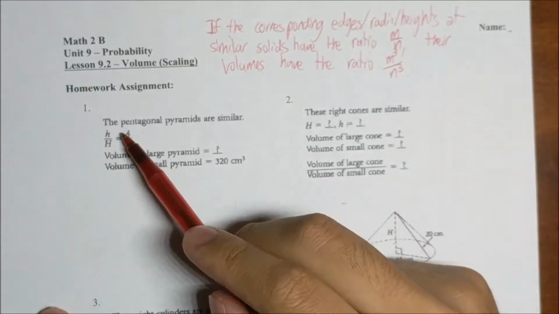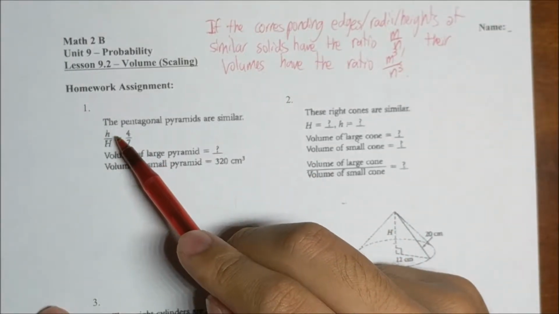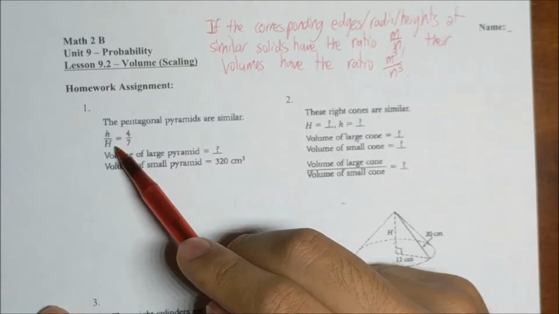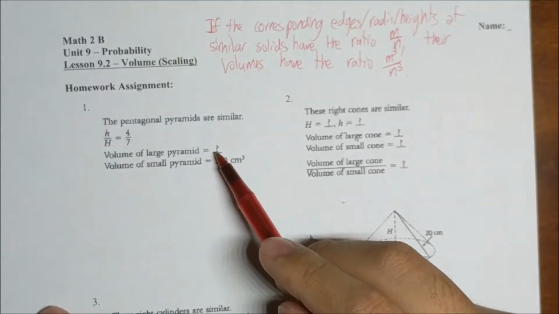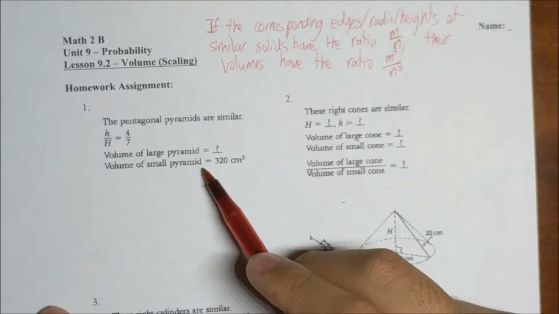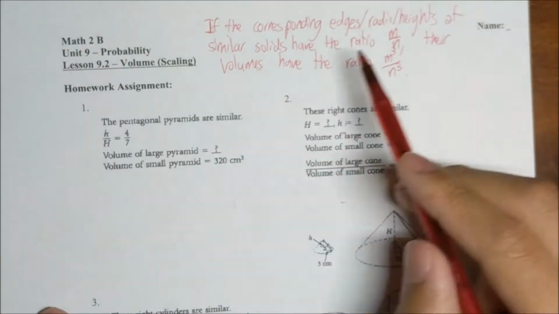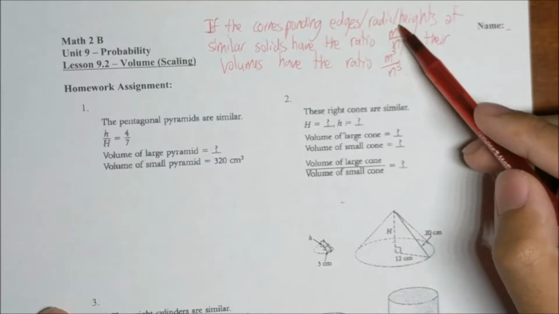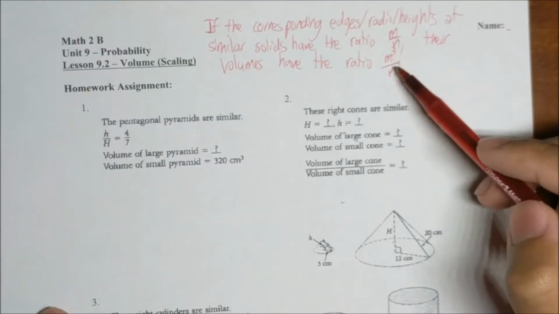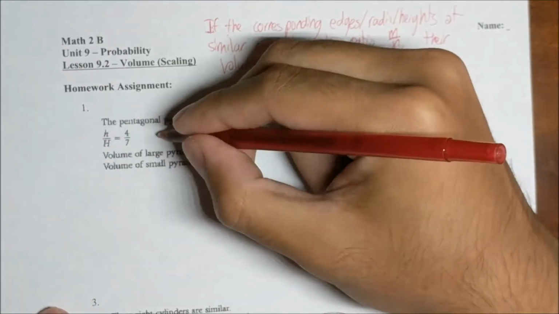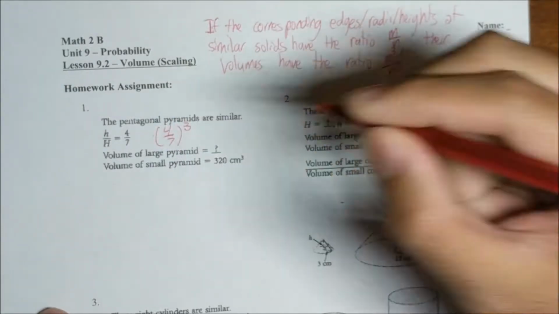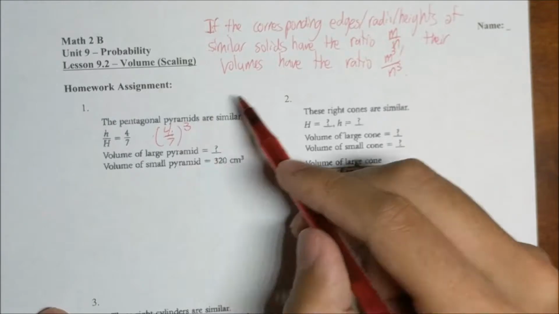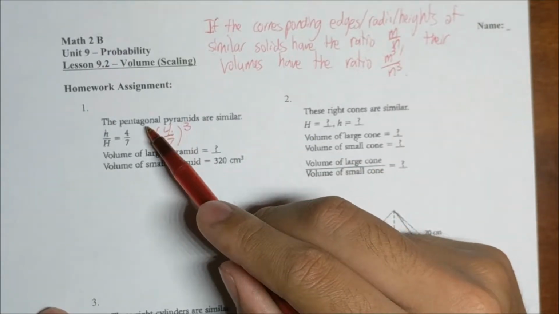Problem 1 says the ratio of the small pyramid's height to the big pyramid's height is 4 to 7. So I want to compare their volumes. Okay, so the ratio of small to big is 4 to 7, but I need to know the ratio of their volumes.